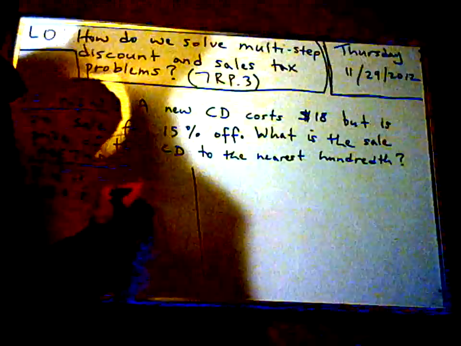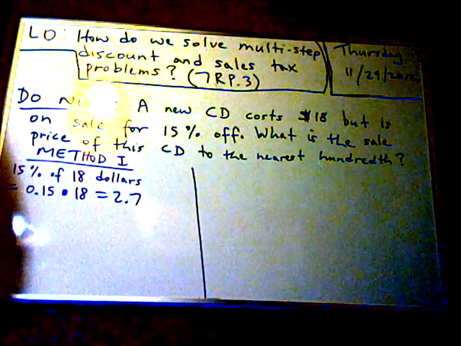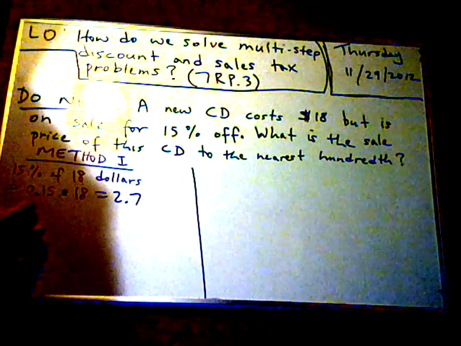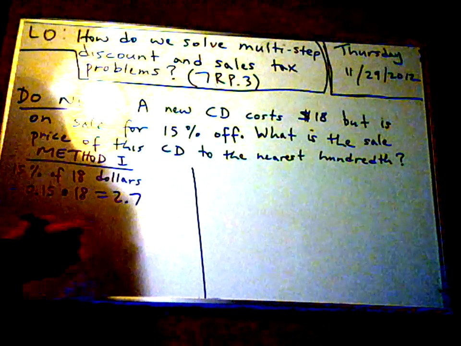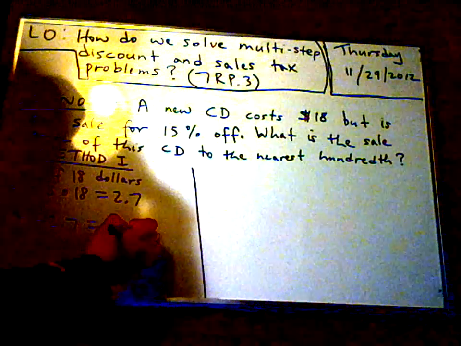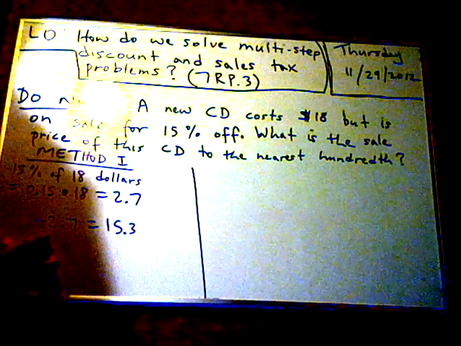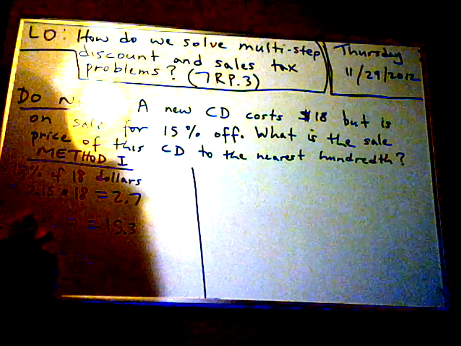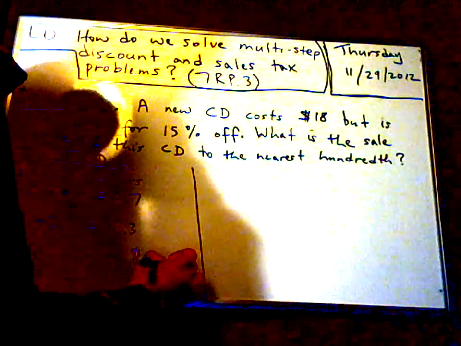And that would give me 2.7. Okay. And so I take 18 minus 2.7 is equal to 15.3. Okay, so the sale price is $15.30.